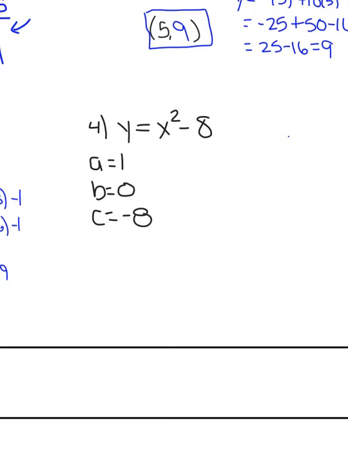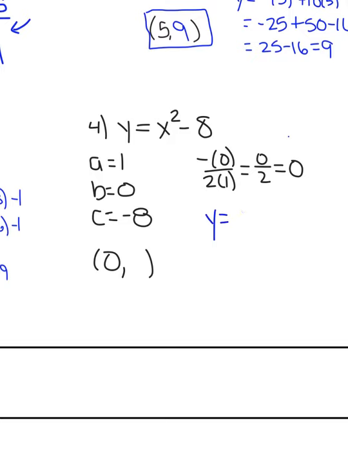Right, a is 1, b is 0, c is -8. So if we do our negative b over 2a, it's a -0 divided by 2 times 1, which is just 0 divided by 2, or 0. So if there is no b term, then your x coordinate will always be 0, because 0 divided by anything is 0, which then makes it kind of easy to find the y, right? Y equals 0 squared minus 8, or y equals 0 minus 8, which is just -8.